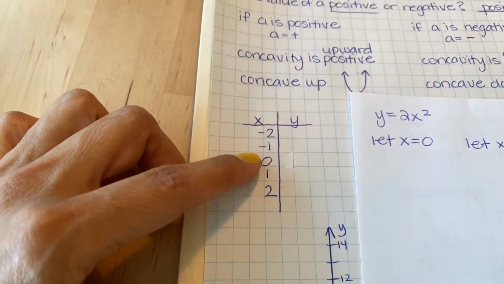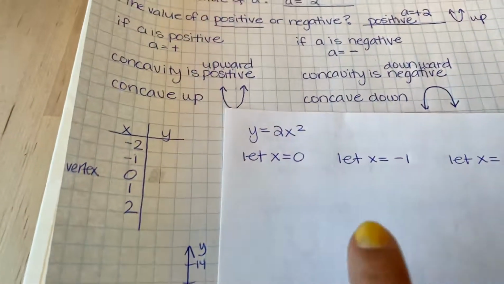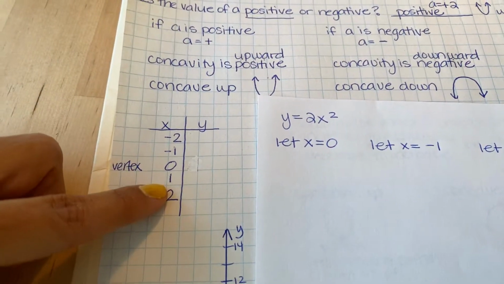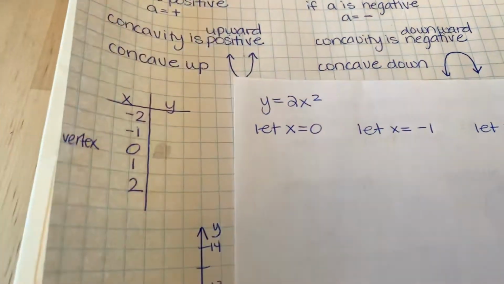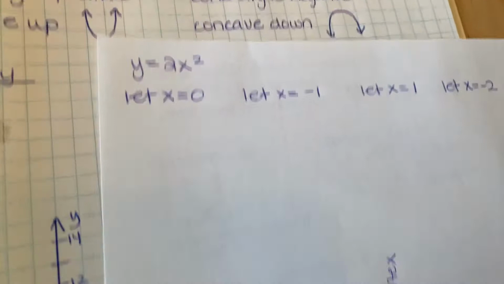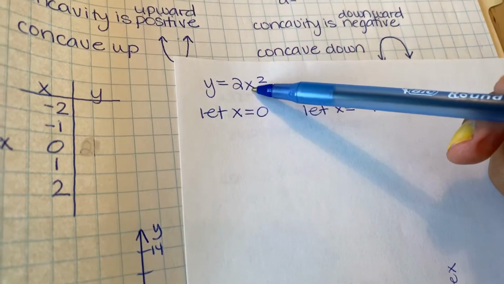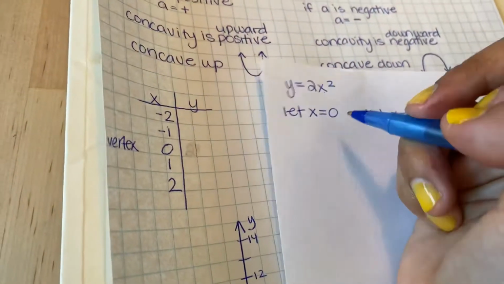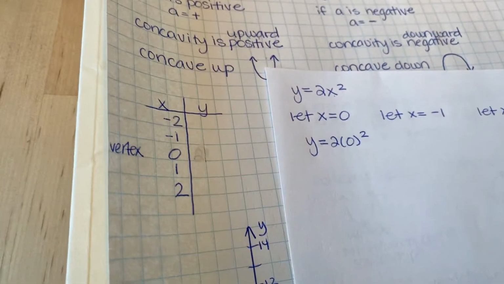Okay, so here we go. We picked values 0, negative 1, negative 2, and then positive 1, positive 2. We are going to substitute our input values, and we will solve using order of operations to get our output values. We're going to let x equal 0, and I will be substituting it into this x here. So y equals 2 times 0 squared.